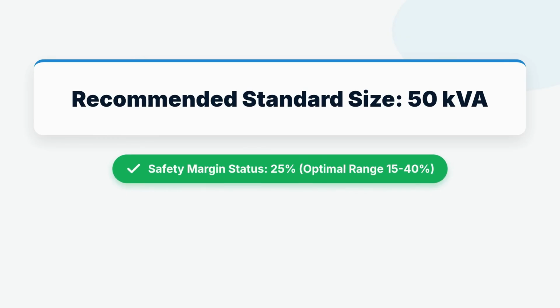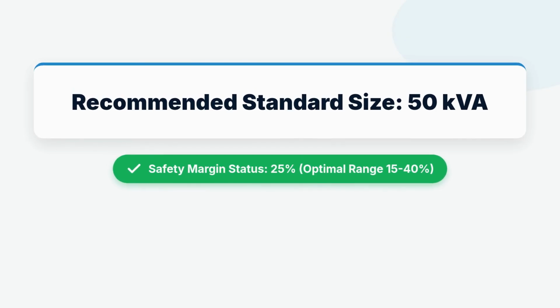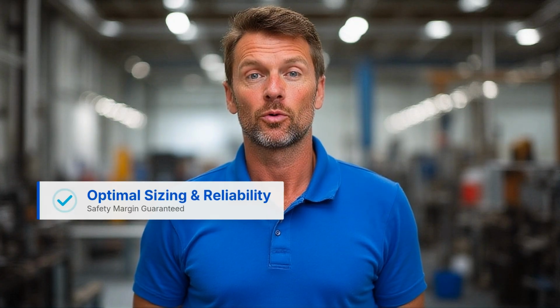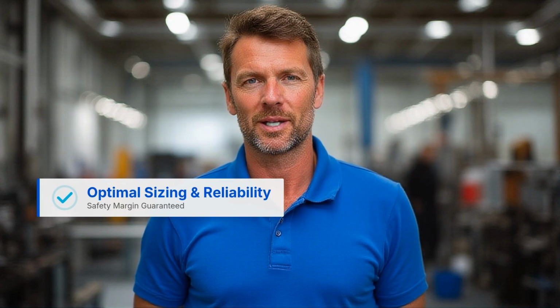The status confirms that our safety margin is within the recommended range of 15 to 40%. This ensures your generator can handle both running and starting loads with appropriate safety margin.